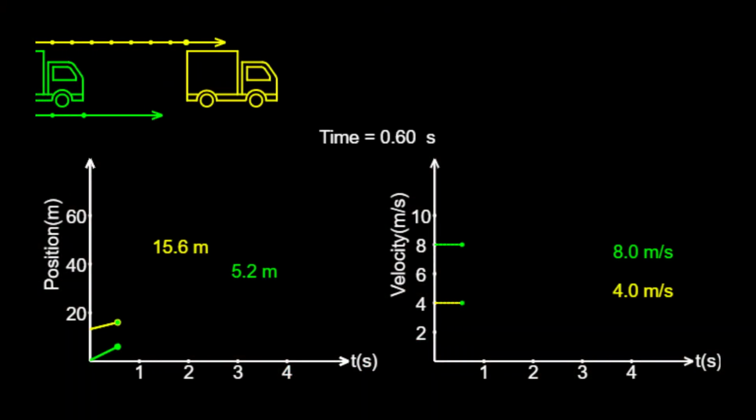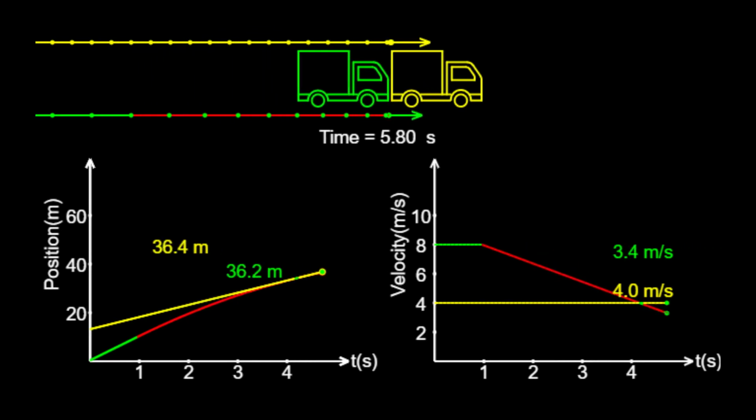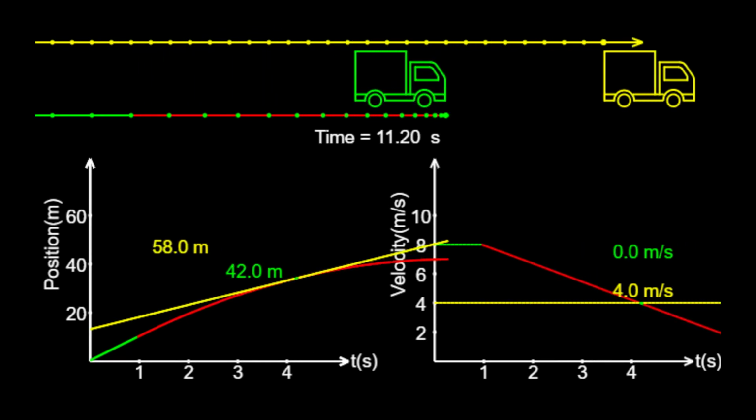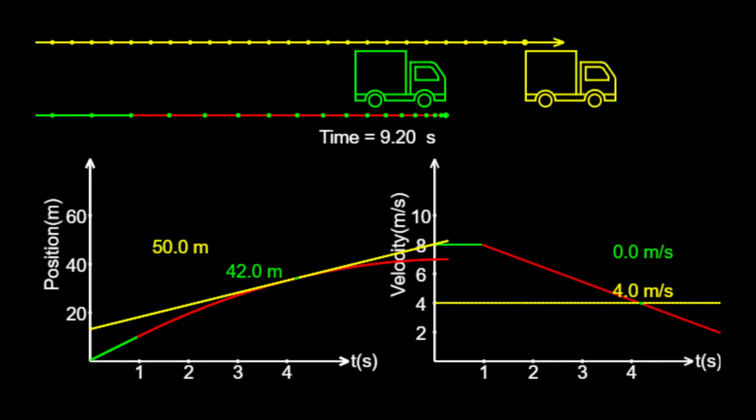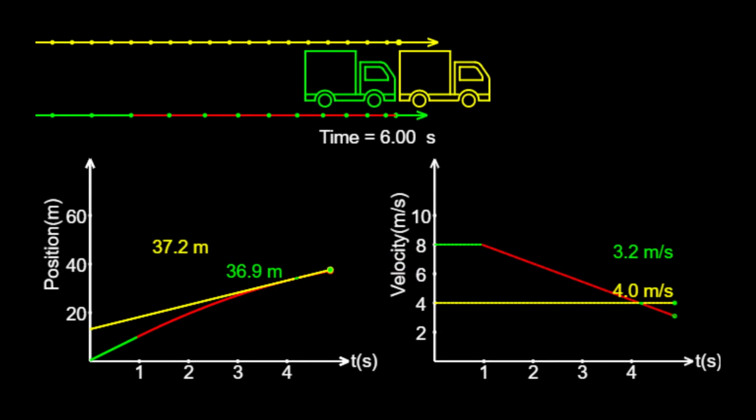The yellow truck is moving at a steady speed, and the green truck coming from behind has a higher speed. Brakes are applied, and the green truck slows down. In the case shown, the rear end collision has been just avoided. The velocity of the two trucks became equal when the distance between them became zero.